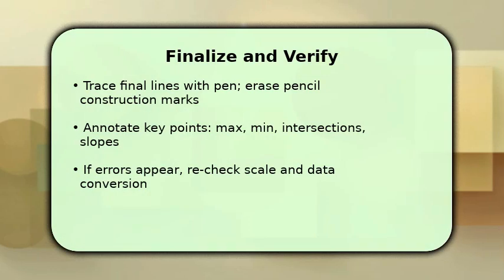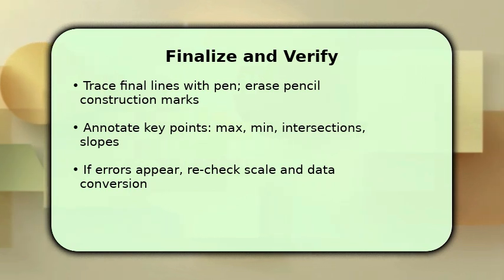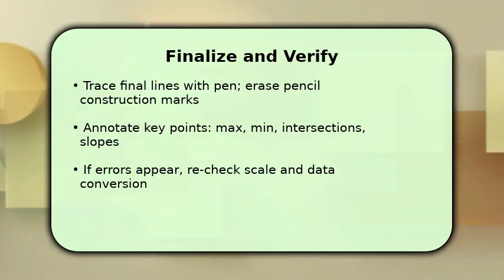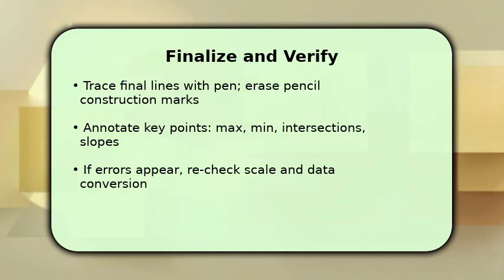Finish by tracing final lines and labels in pen or fine marker, then gently erase all construction pencil marks so the graph looks professional. Annotate important features like peaks, troughs, intersections, and slopes, explaining what they mean in a short caption. Finally, validate the graph by rechecking raw data against plotted coordinates.